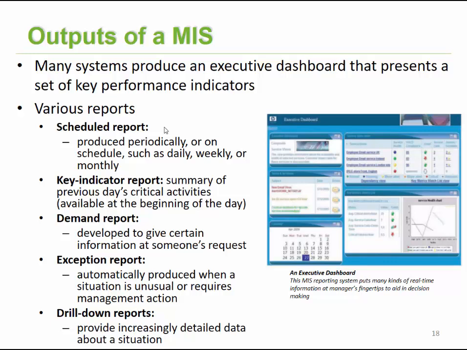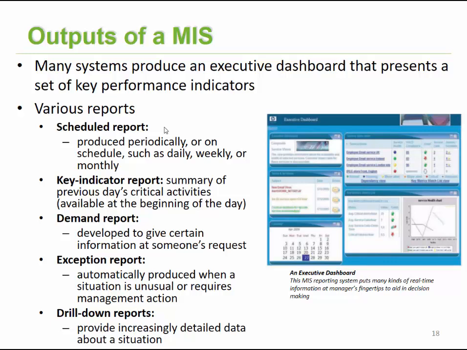The third type of report is a demand report. Now, demand reports are generally created by somebody requesting a special report. Your boss comes to you and tells you, I want to see who's the best performing salesperson in our unit. So it's an on-demand report. It's not something that occurs at regular intervals, and you generally need to go and generate that report.